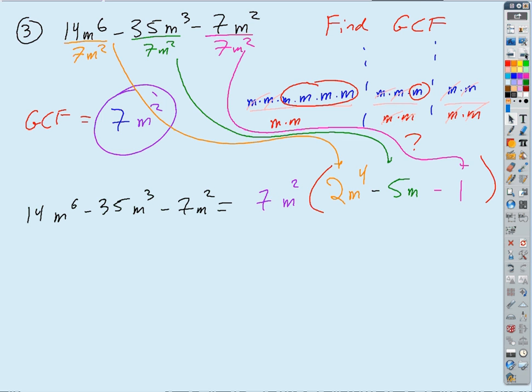Questions? Okay. All right, so let's try another one. How about number 4? Okay, so we want the greatest common factor.